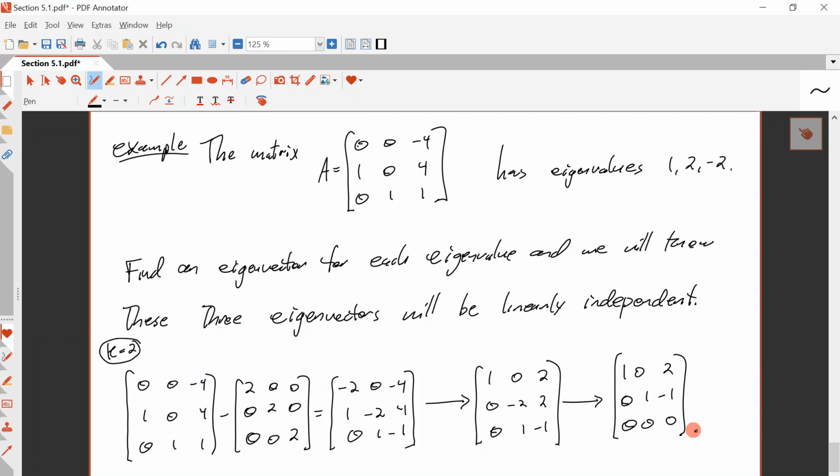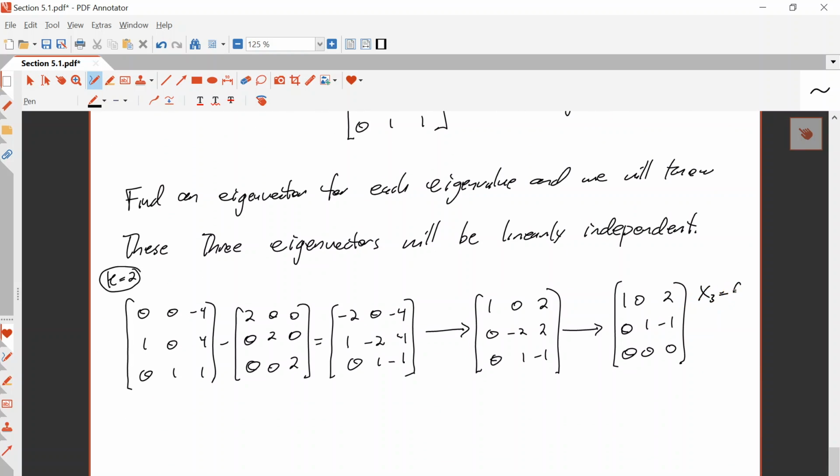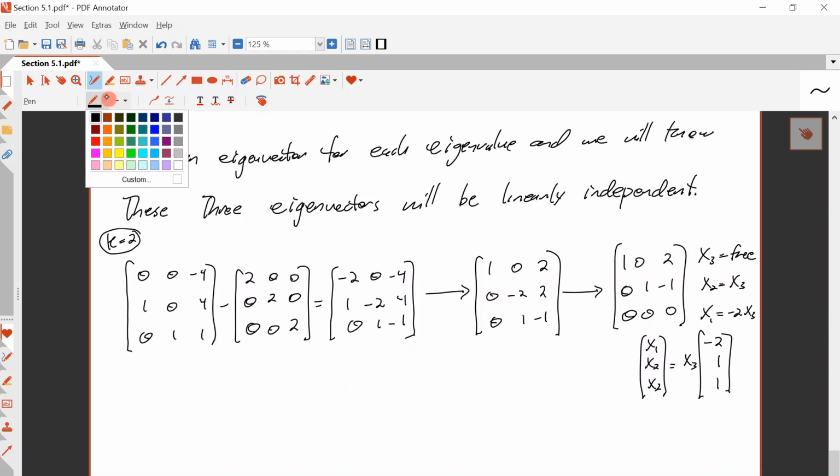Right, so x3 is free. x2 is x3. And x1 is minus 2 x3. So the eigenvector x1, x2, x3 is equal to x3 times minus 2, 1, 1. So there's my first eigenvector.